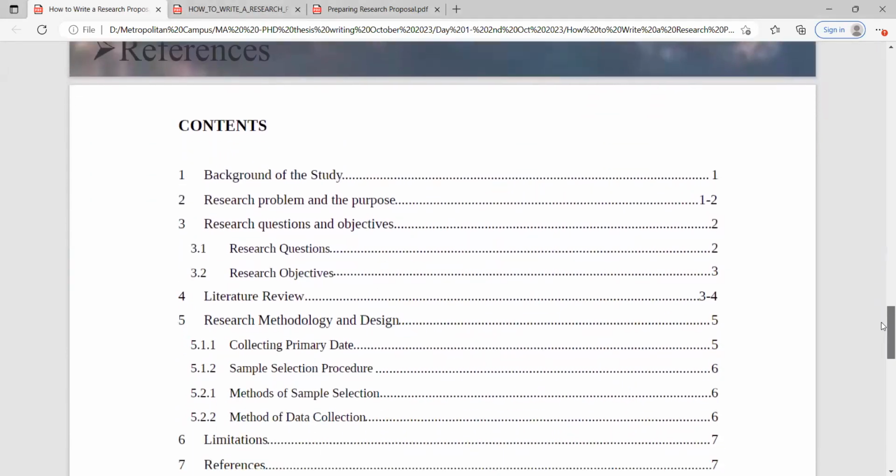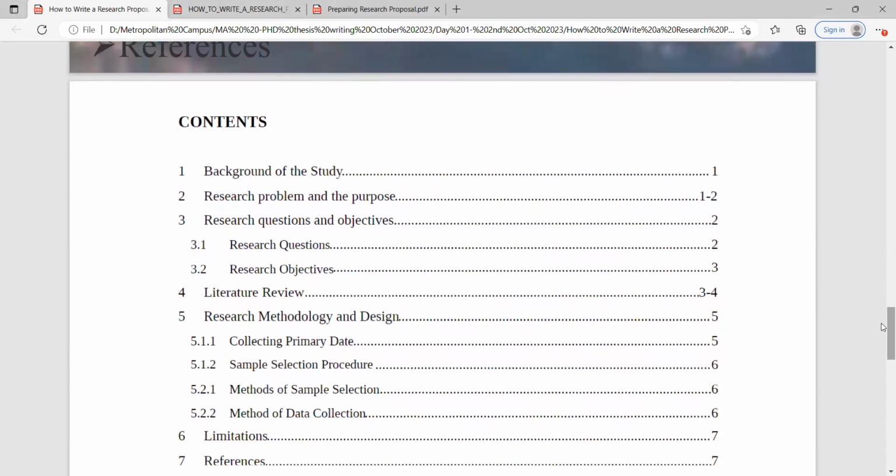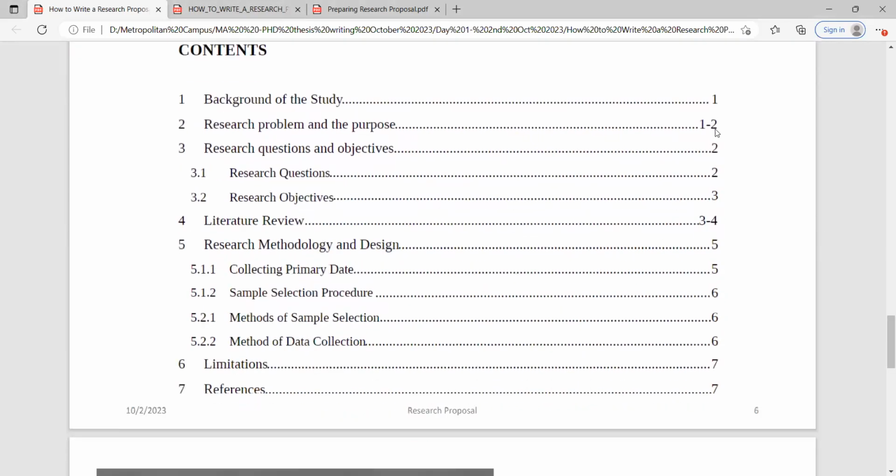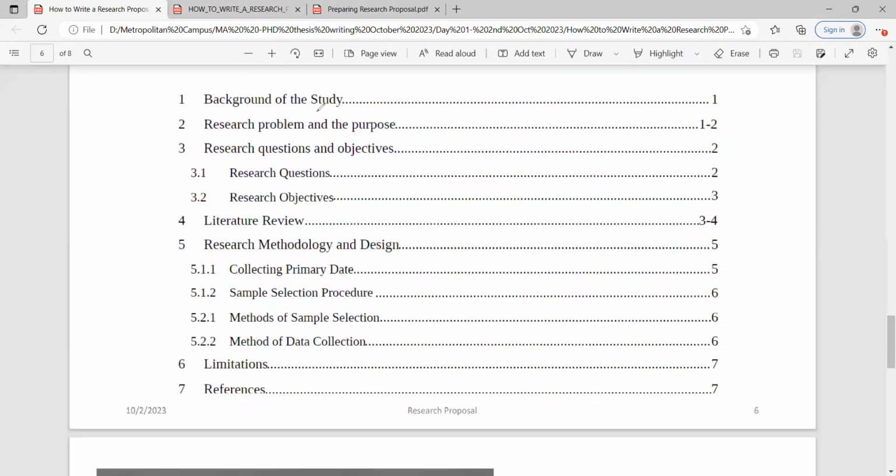And here I have included what you have to include when you write your research proposal. That means your background of the study, your research problem and the purpose, and your research questions and the objectives. Separately, you can include your research questions and the research objectives. And then this is extremely important, your literature review.